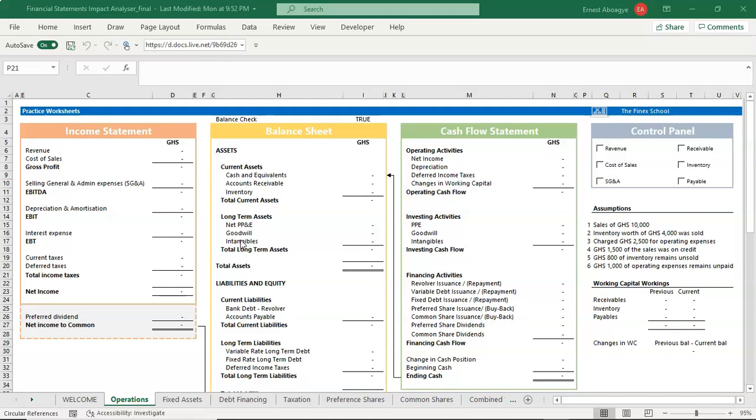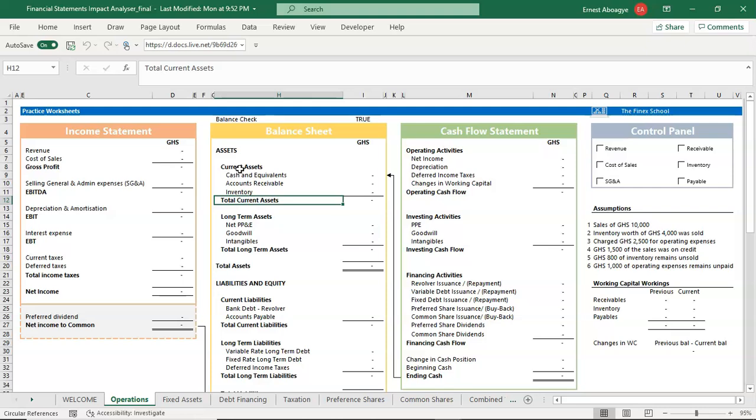So the assets are mainly the resources owned by the company. The company has cash, buildings, vans, inventory, and any other intangible assets. All of these are resources the company owns, and that is what we call assets.